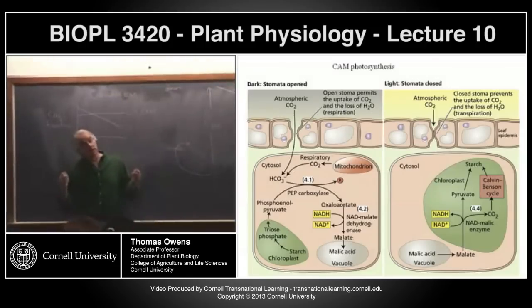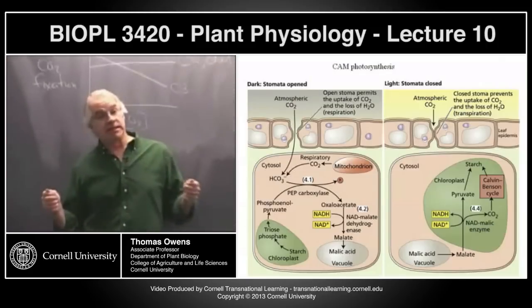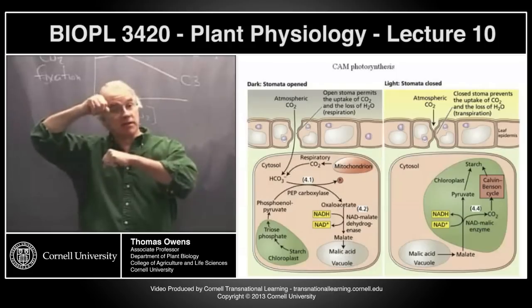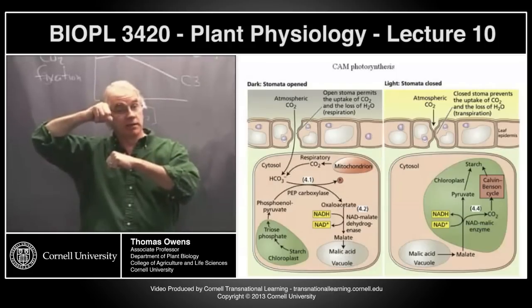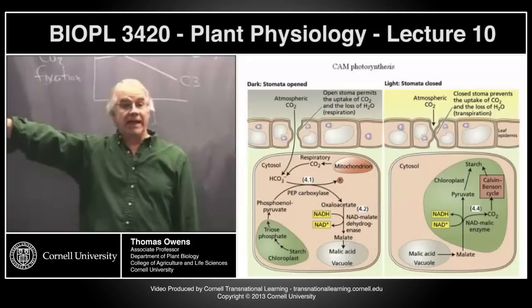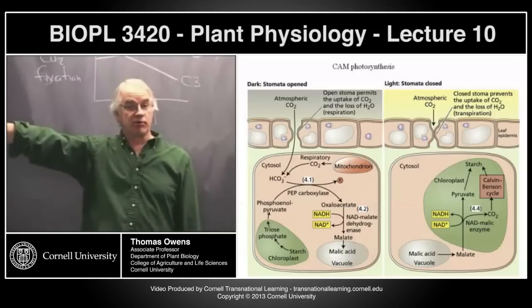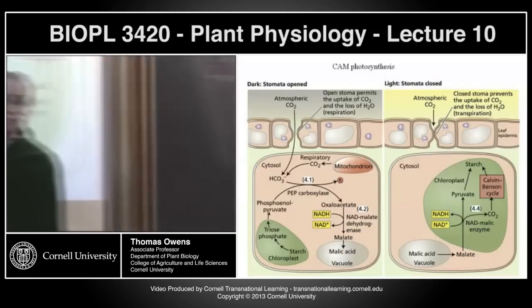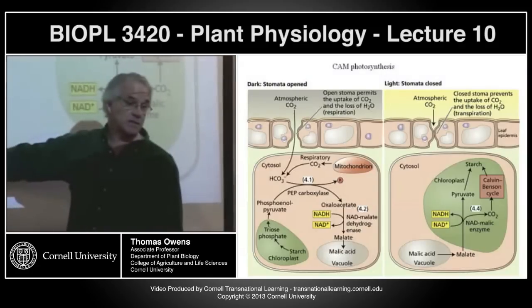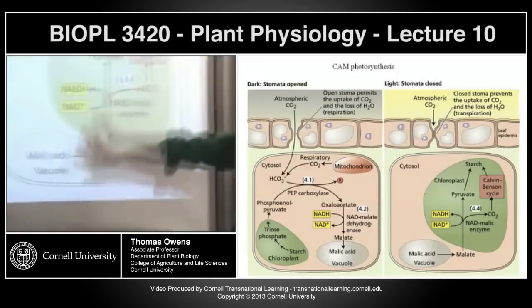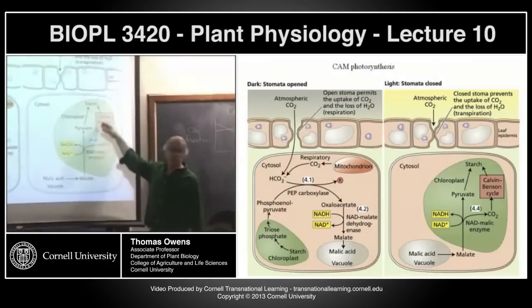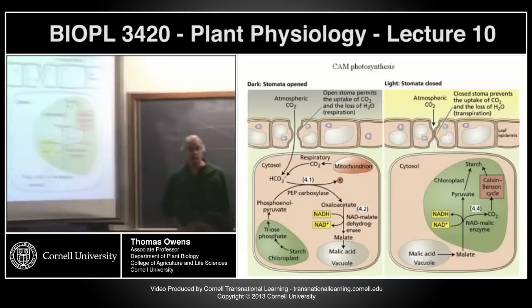So while the C4 system is a spatial pump, two different cells with metabolism going on simultaneously, CAM photosynthesis is a temporal pump. At night, the CO2 is fixed and stored in the vacuole as malic acid. In the daytime, the stomates are closed, the malic acid is released, decarboxylated in the chloroplast, and then fixed by the Calvin cycle.